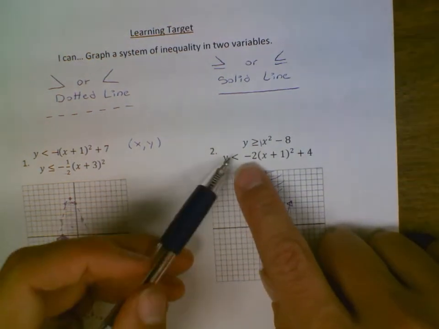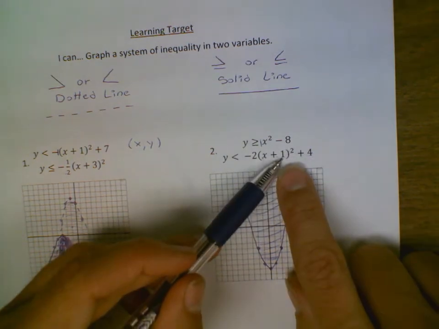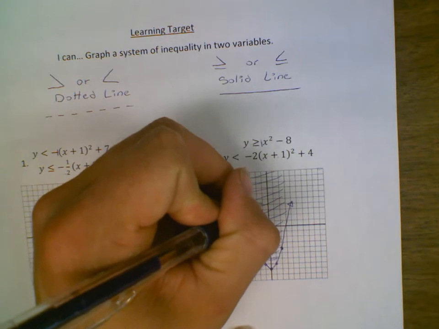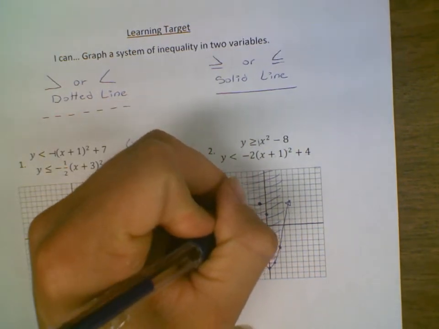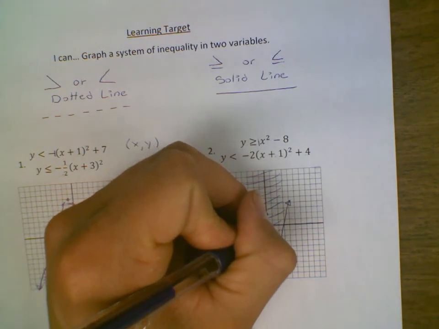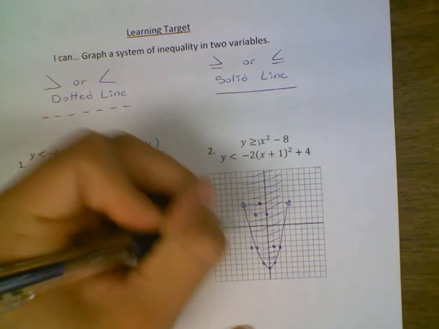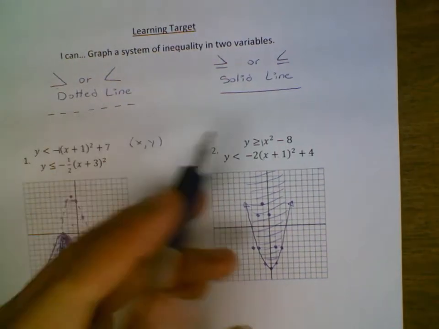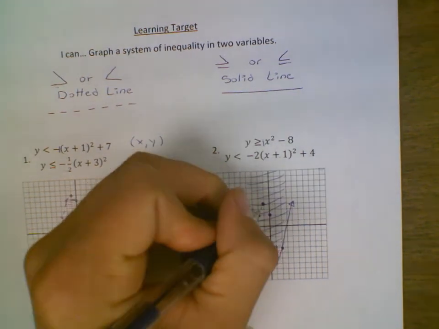It says y is less than -2 times (x plus 1) squared plus 4. I've been shifted left 1, up 4. So I go left 1, up 1, 2, 3, 4. Then I have a stretch of -2. So over 1, down 2, over 2, down 8. And then that gets mirrored to the other side. This time it's just less than. So remember, greater than or less than is just a dotted line. So we put the dotted line through our points.